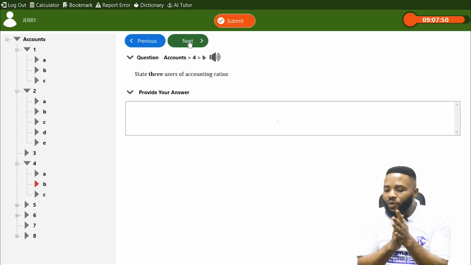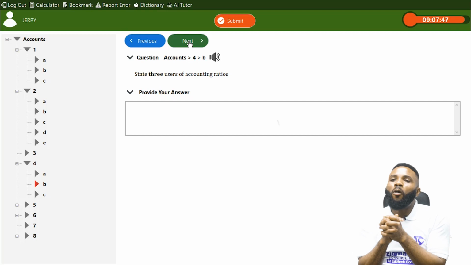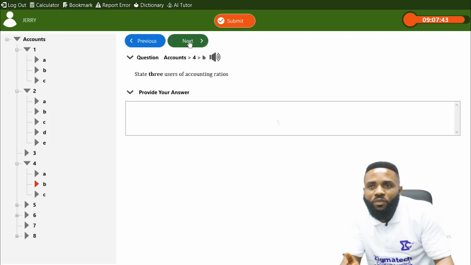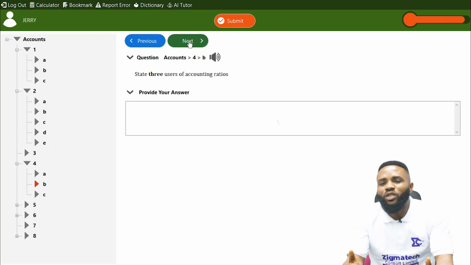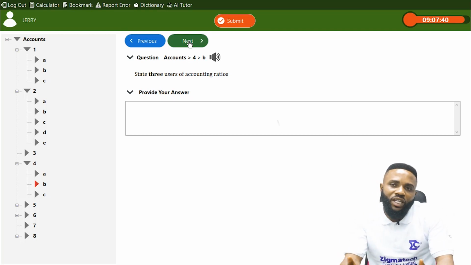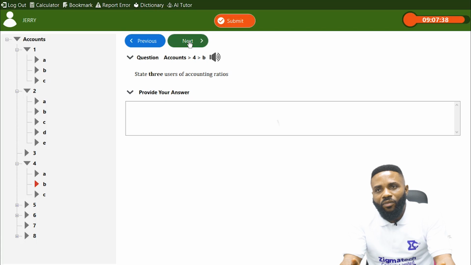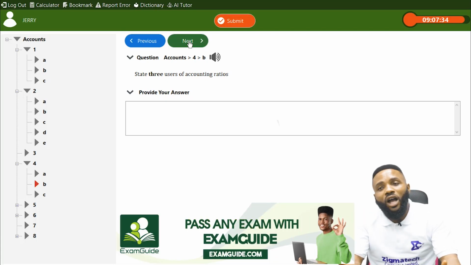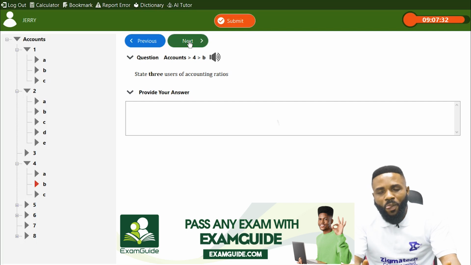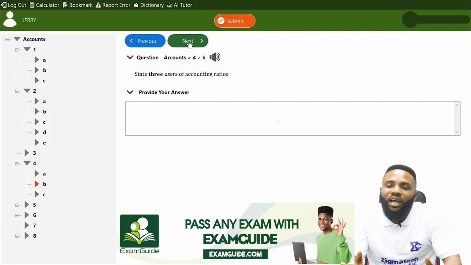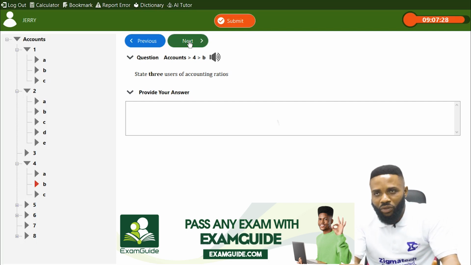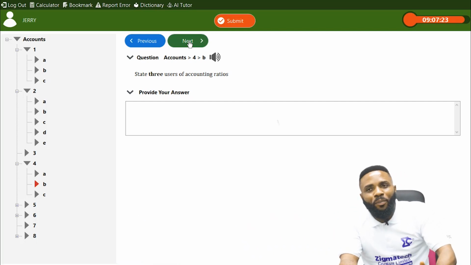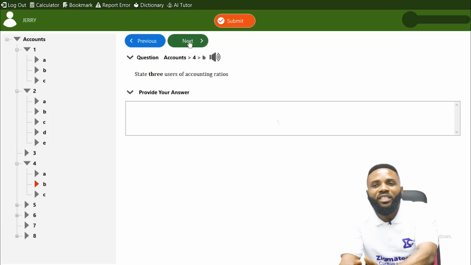And then the third one is what we call interfirm comparison. Let's assume that we want to compare our outputs with company A. Or let's assume we are operating a departmental store. If we are operating a departmental store, this analysis, accounting ratio, will also help us. What is happening in department A? What is happening in department B? What is happening in department C?